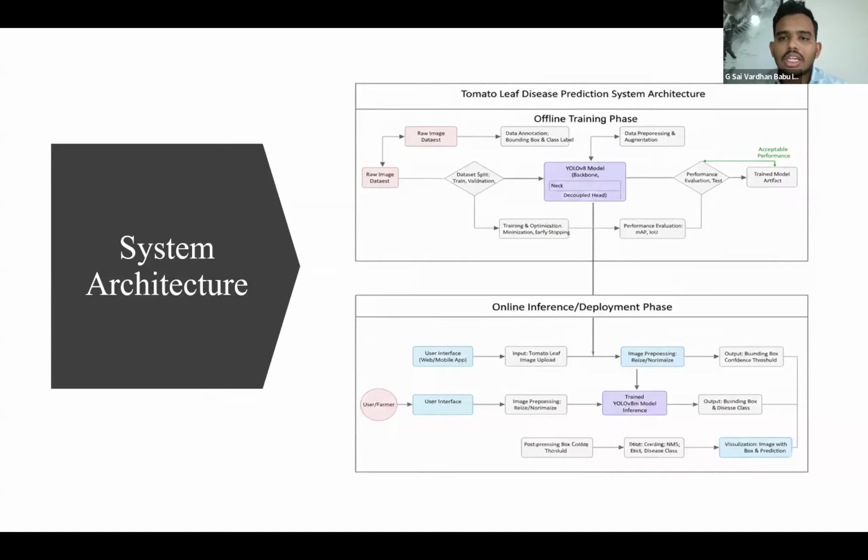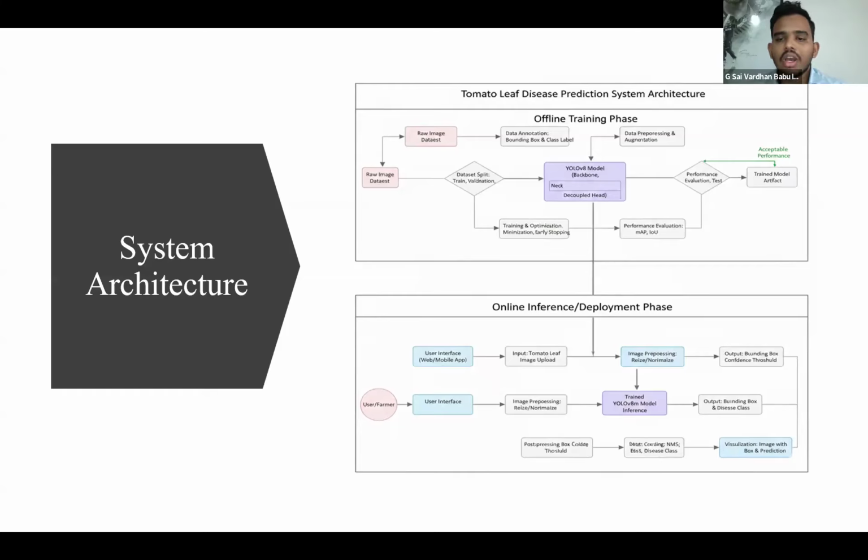And after the data processing and augmentation, we have trained the YOLO V8M model with several different parameters, considering different batch sizes. We considered a batch size of 16 and used the optimizer SGD, that is stochastic gradient descent. And we have evaluated the performance of the model by taking into consideration mean average precision, that is MAP.